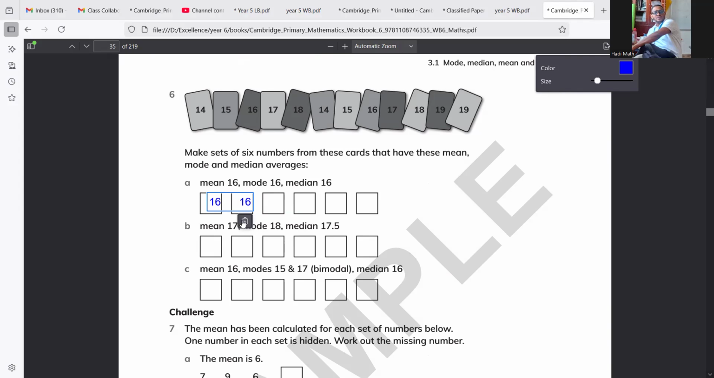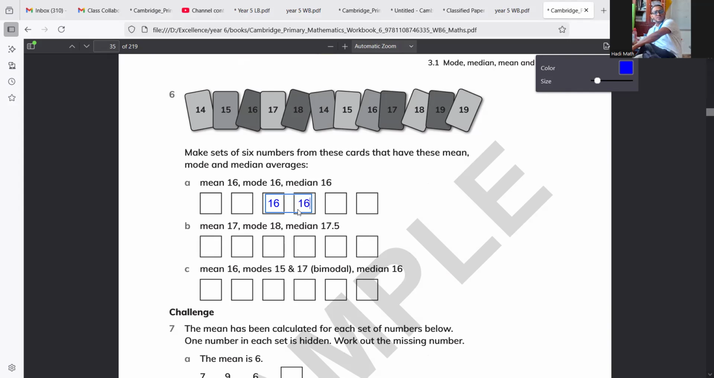So that is why you have to write those two numbers in the middle here, 16, and this one also 16. So now you have what? The mode is 16 because you have two 16s, and the median is 16 because those two numbers, 16 and 16, when you add them together, they give you 32, and 32 divided by 2 is going to give you 16.